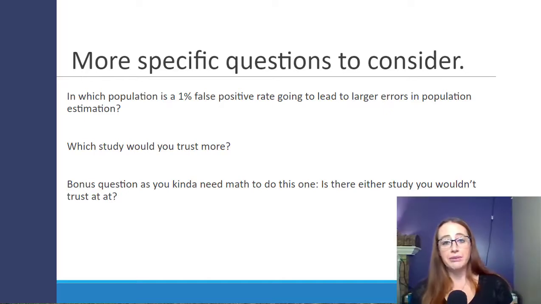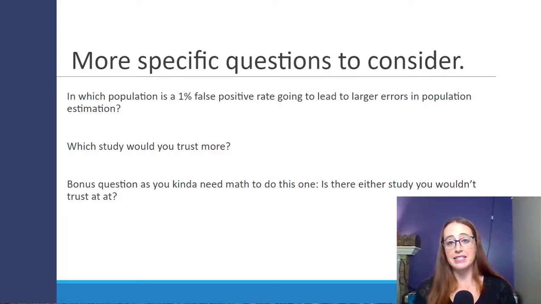If you saw what I was getting at with these 2 articles, awesome. If not, let's chat a bit more about them. These were done with pretty similar tests, with pretty similar specificity and sensitivity. For the sake of argument here, let's just go ahead and say that each test had a 1% false positive rate. In which population is this false positive rate going to cause larger relative errors?